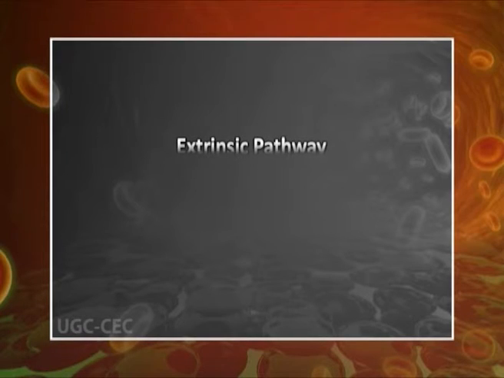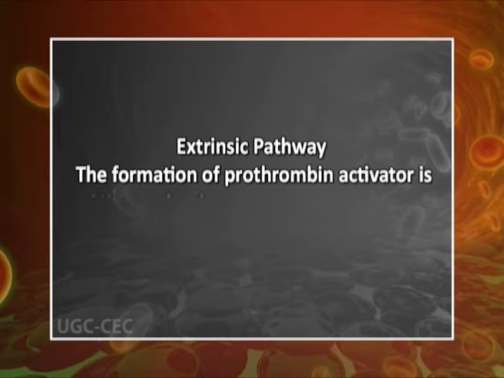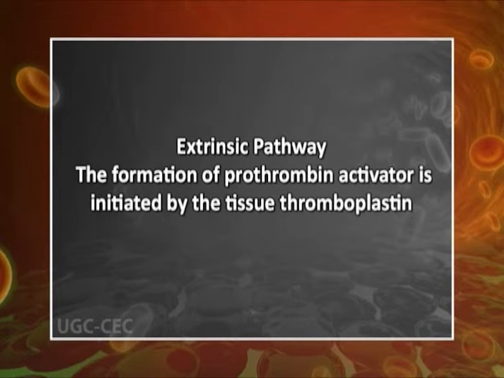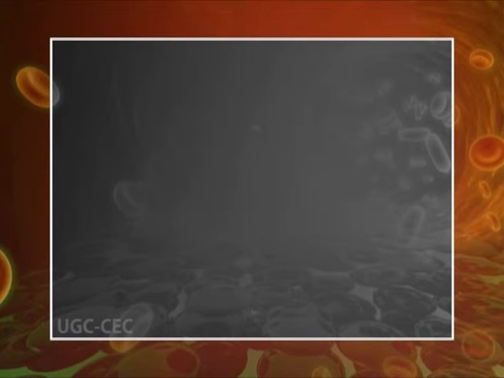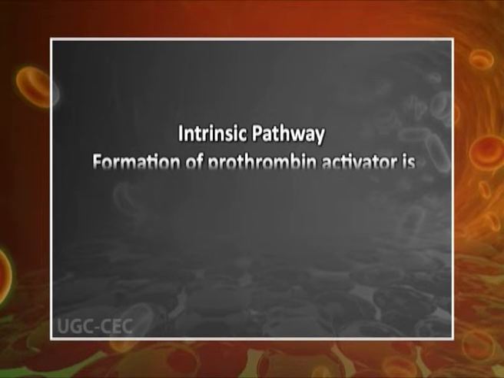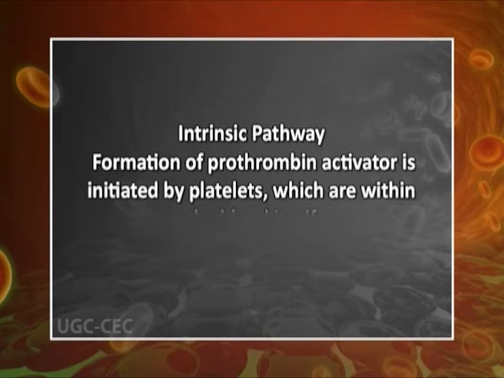First stage, formation of prothrombin activator. Prothrombin activator is formed in 2 ways. Extrinsic pathway. In this, the formation of prothrombin activator is initiated by the tissue thromboplastin. And second is intrinsic pathway. In this, the formation of prothrombin activator is initiated by platelets which are within the blood itself.